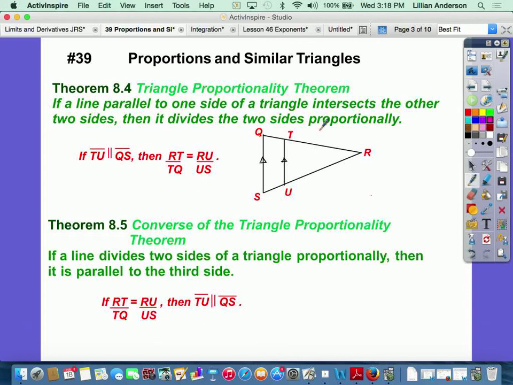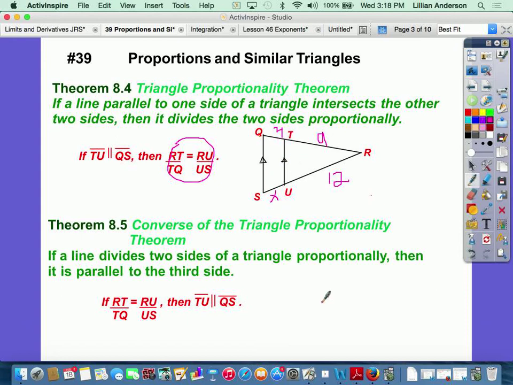So if RT was 9 and TQ was 4, and if SU was X, and then if RU was 12, then you could set a proportion with these numbers using this ratio right over here to help you figure out what the value of X is, just based off of the fact that these two lines are parallel to each other.